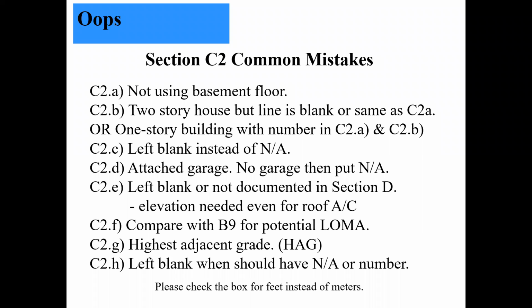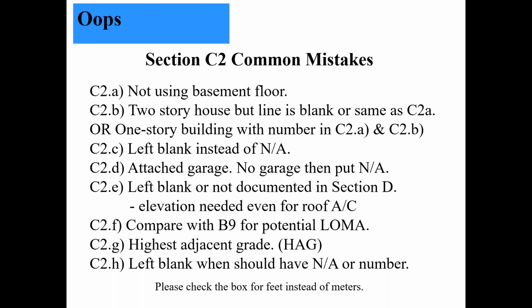C2C often left blank instead of NA. The attached garage is often put as NA or left blank. Again, if there is no garage, we want to see NA. None of this should be left blank. C2E left blank or not documented in section D. There should always be a description of what that machinery and equipment is in section D, and we'll get to section D. But again, even if the air conditioning system is on the roof, we need to have that measurement.